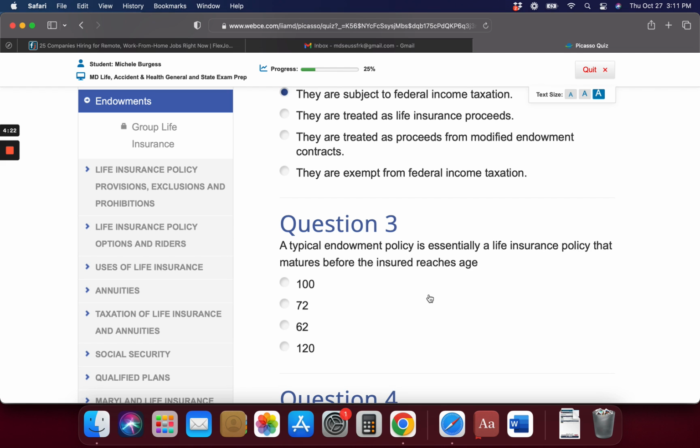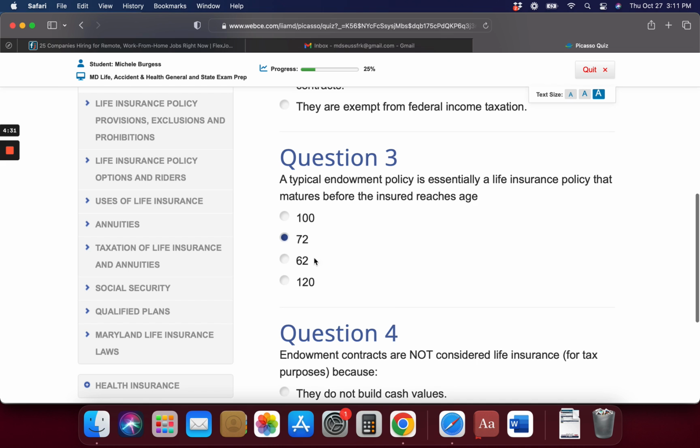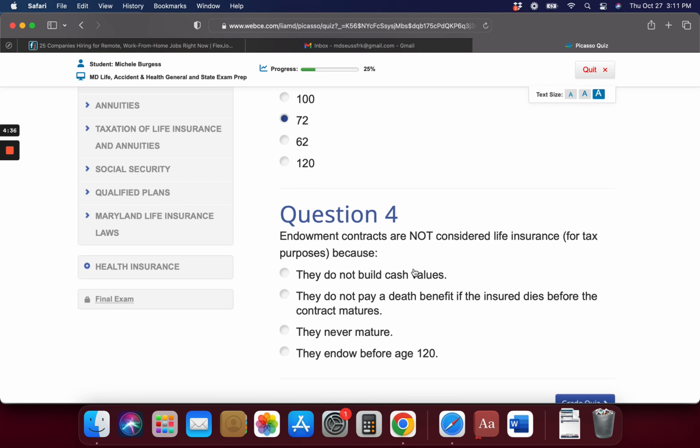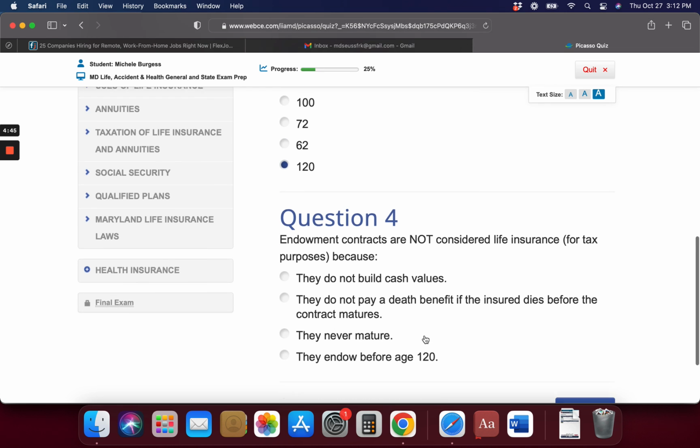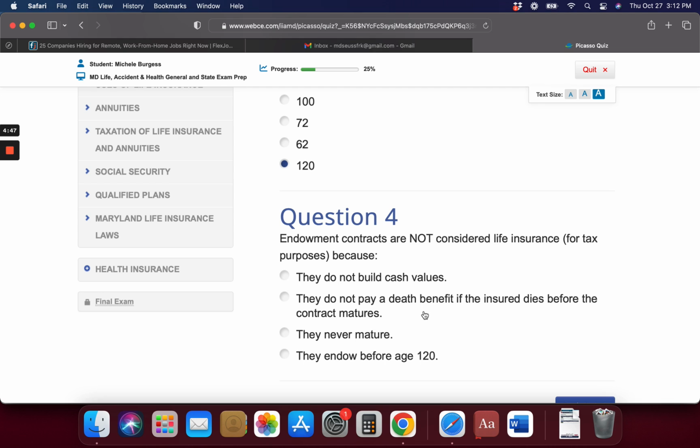A typical endowment policy is essentially a life insurance policy that matures before the insurer reaches age. I'm going to say, was it 72 or 120? I don't know. Endowment contracts are not considered life insurance for tax purposes because, well, this one says 120, so we'll go here. They endow before age 20. They do not pay a death benefit if the insured dies before the contract matures.